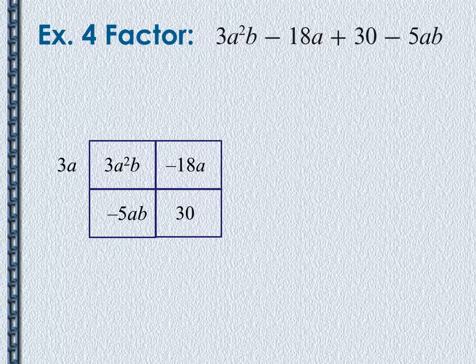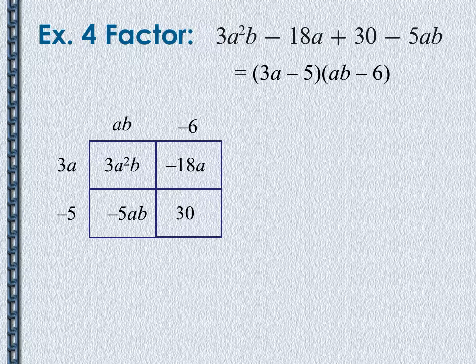So 3a times ab is 3a squared b. 3a times negative 6 is negative 18a. ab times negative 5 is negative 5ab. Double check that negative 5 times negative 6 equals 30, my constant term, and it does. So the factored form is 3a minus 5 times ab minus 6.